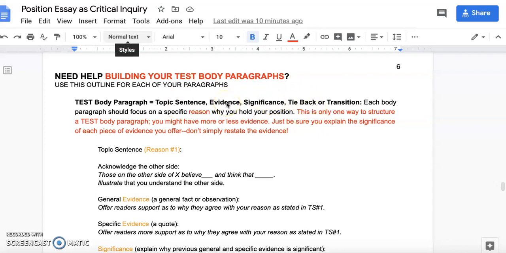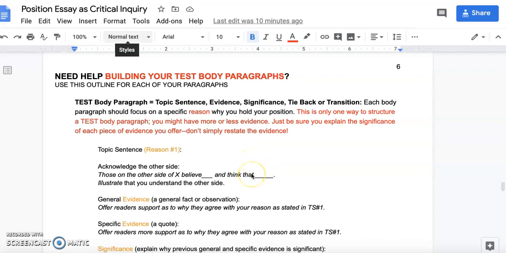And just like with the AXES paragraph, evidence and significance are going to get repeated. So the support in the paragraph, we can't just have one piece of support. We have to have multiple pieces of support. And with every piece of support, we need to be explaining, in this case, the significance of that support.